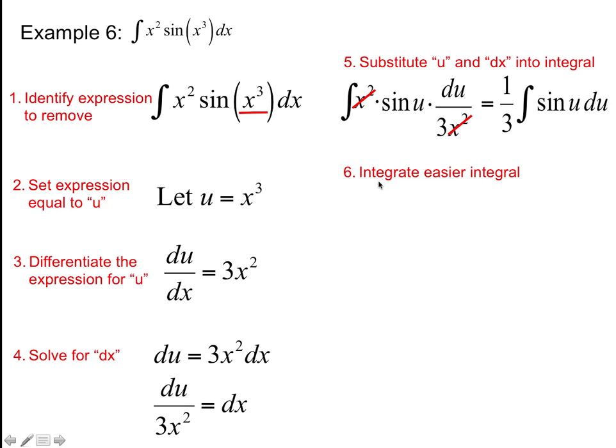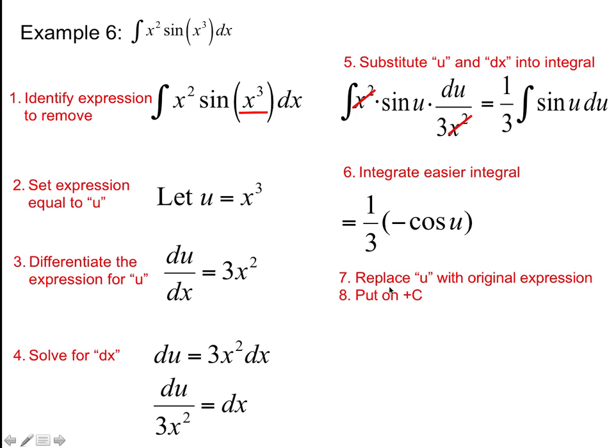So step 6 then is we're going to integrate this. So we have the 1/3, and then the antiderivative of sine of u is minus cosine u. So we're going to simplify that up a little bit, and we're going to do our 7/8 combo. We're going to put the minus out front, so it's going to be minus 1/3, and then cosine of u is going to be cosine of x cubed. We're going to do that replacement, plus c for the indefinite integral.